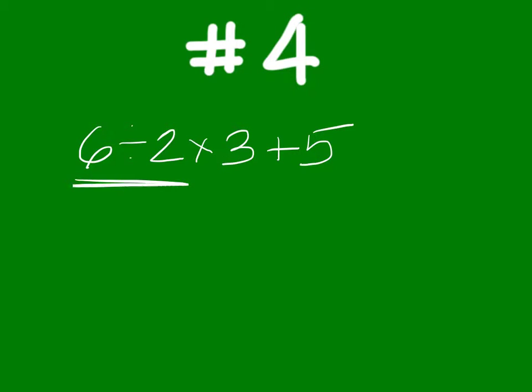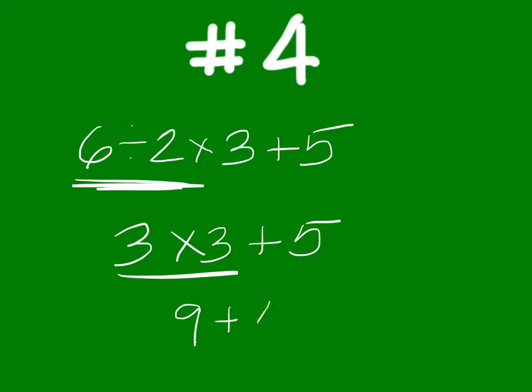You have to do 6 times 2 first. Or not 6 times 2, but 6 divided by 2 is 3. And then you have to multiply by 3 to get 9. Add 5 and get 14.